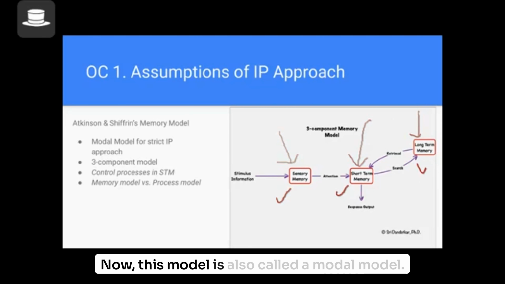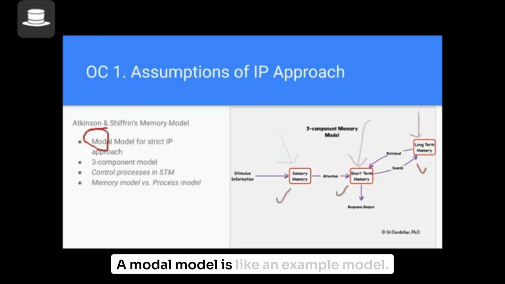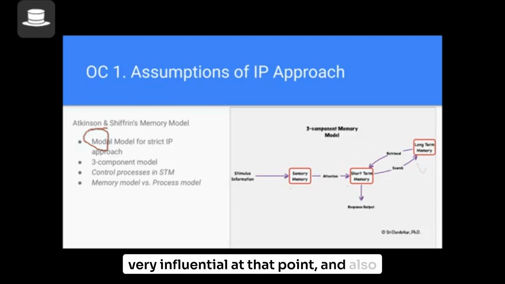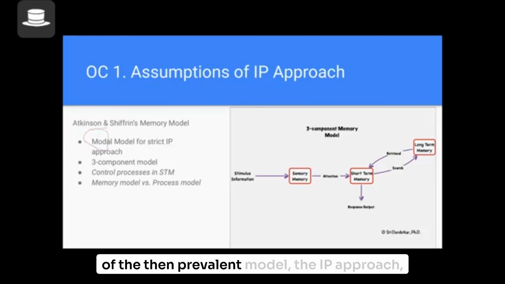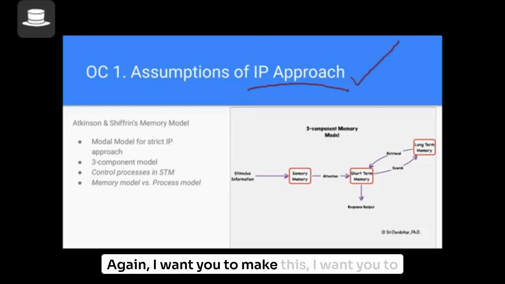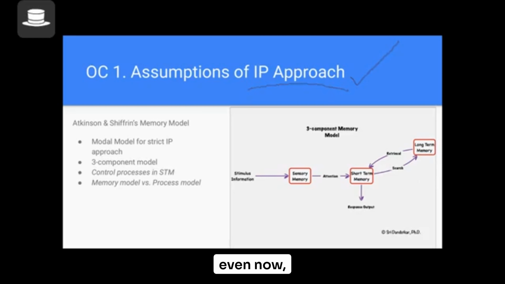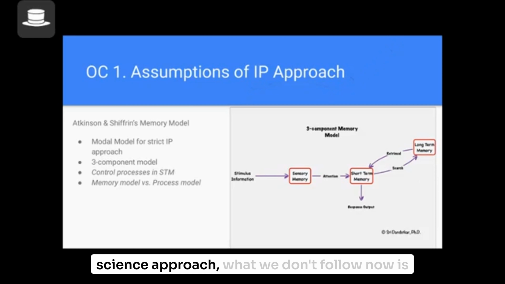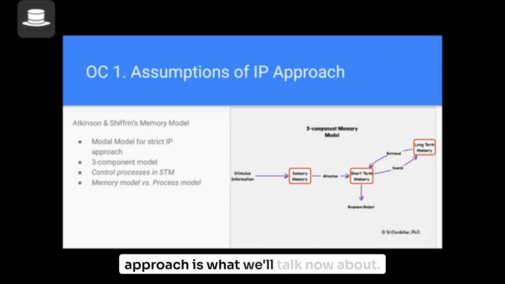Now, this model is also called a modal model. A modal model is like an example model; it was very influential at that point, and it also clearly portrays the assumptions of the then prevalent approach, the information processing approach. Again, I want you to clearly understand the subtle distinction between the strict IP approach and the IP approach. We follow the basic IP approach even now, despite the fact that we're using the cognitive science approach. What we don't follow now is the strict information processing approach. And the assumptions of that strict information processing approach are what we'll talk about now.